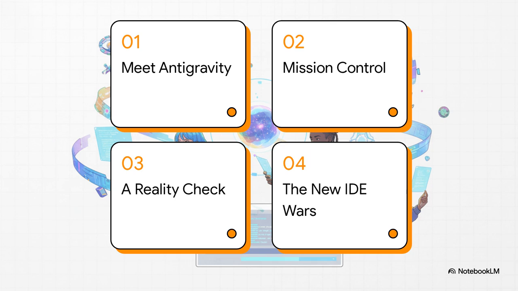Okay, so here's the game plan for this explainer. First, we're going to meet Antigravity. What is this thing really? Then, we'll get into what they're calling mission control for AI agents. After that, though, it's time for a reality check. What are the first users actually saying? And finally, we'll zoom out and see what this means for the new IDE wars that are heating up.